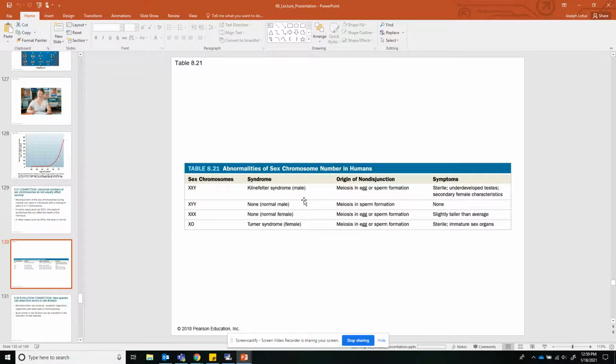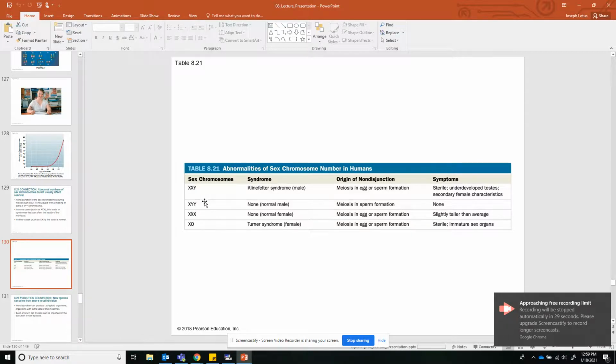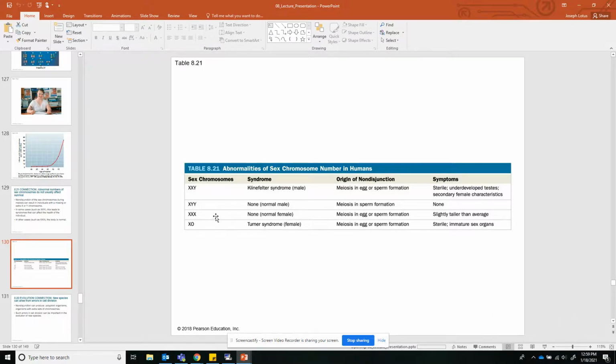So Klinefelter is when a man has 2 X's, and this could lead him to be sterile, where he can't have babies, and it could also cause him to be a little bit more feminine than a normal male. A normal male can have 1 or 2 Y chromosomes. Some people argue that there's no symptoms for this, but some people argue that men with 2 Y chromosomes are more aggressive. A normal female could have 3 X chromosomes, but they might be taller than average. And if a female has an X chromosome and no other chromosome, this is called Turner syndrome, and it could also make her sterile.